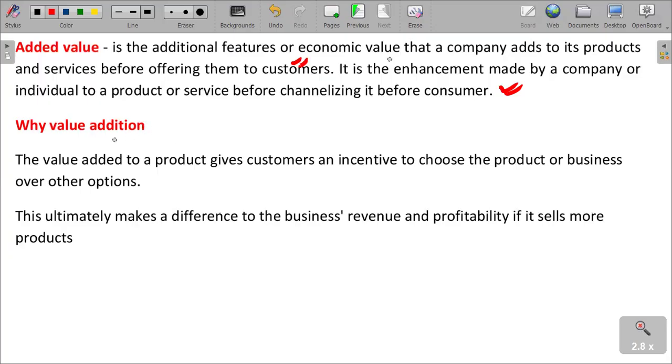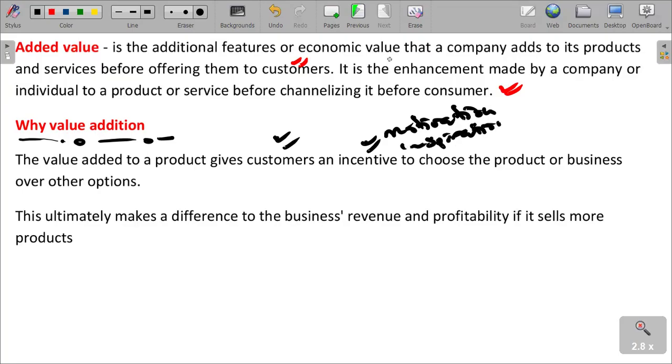So the last question that I just want us to quickly look at is why value addition? Why do businesses, why are countries involved in what? In value addition. The value added to a product gives customers an incentive. We are talking about incentive, motivation, inspiration. It gives consumers inspiration to choose the product or business over other options.